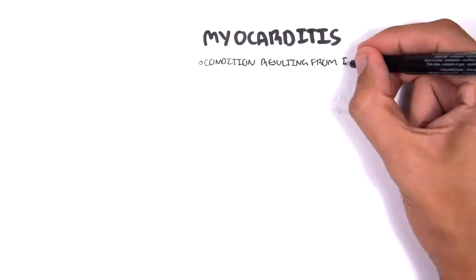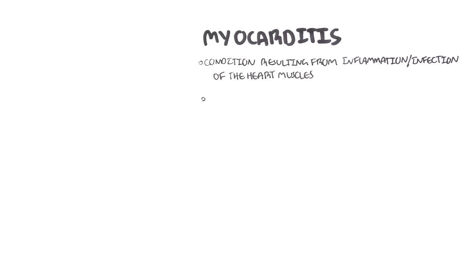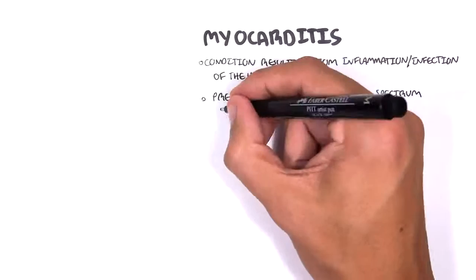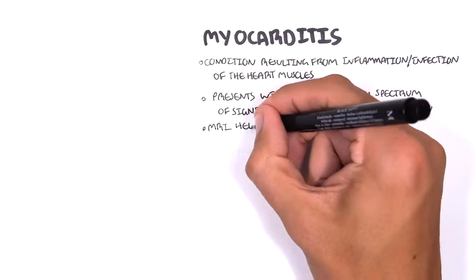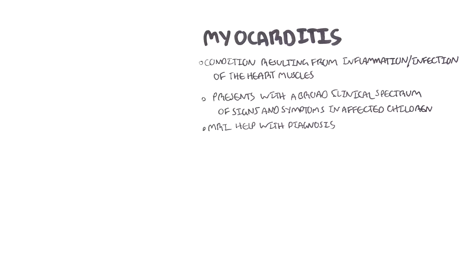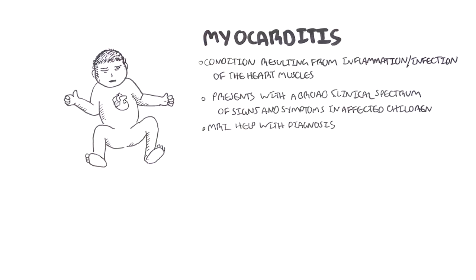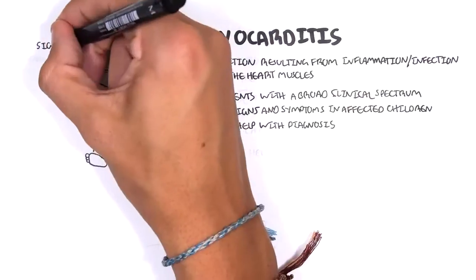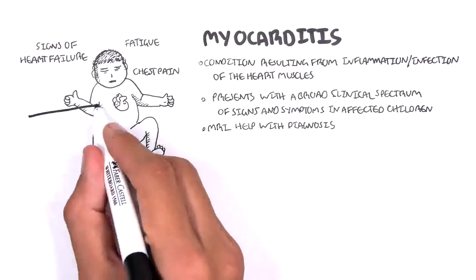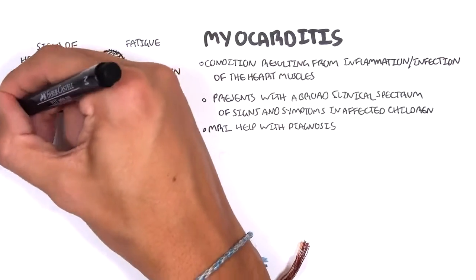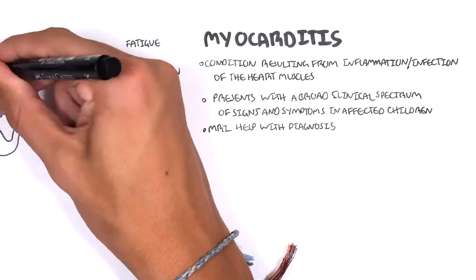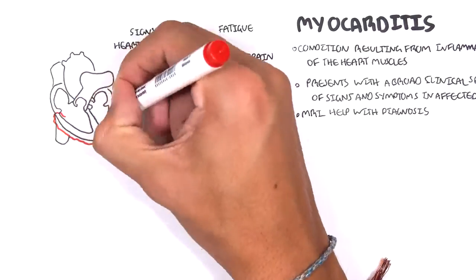Myocarditis is a condition resulting from inflammation, infection of the heart muscles. It presents with a broad clinical spectrum of signs and symptoms in children. MRI helps in the diagnosis of myocarditis. The signs and symptoms include fatigue, chest pain, as well as signs of heart failure, because the heart is irritated and cannot pump enough blood out of the heart.